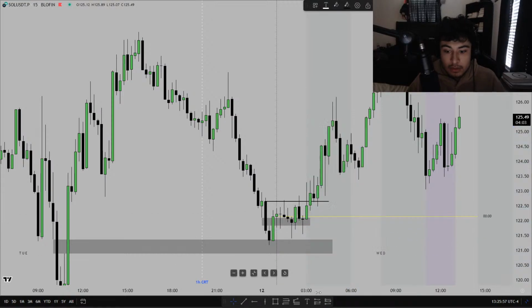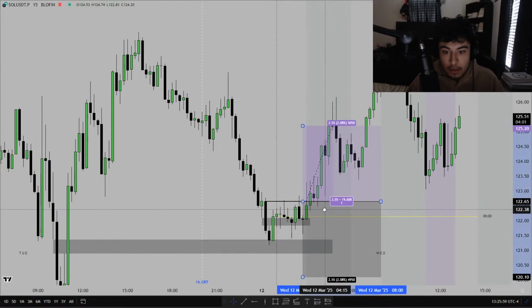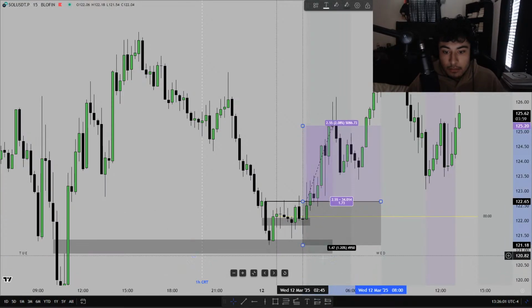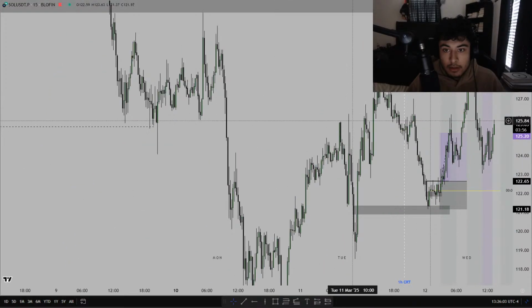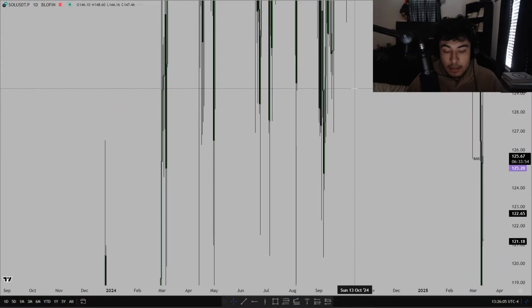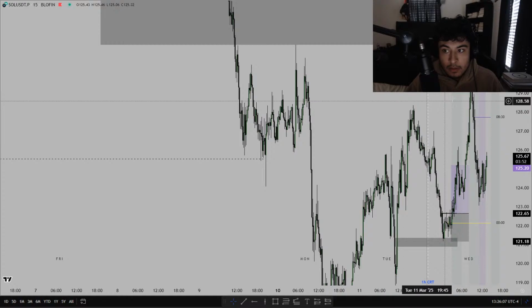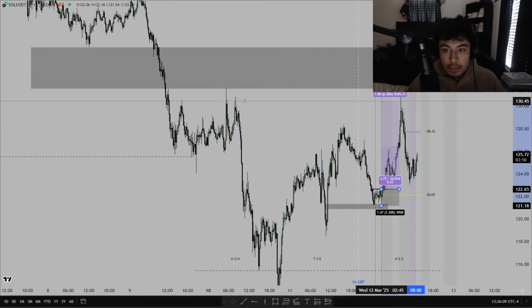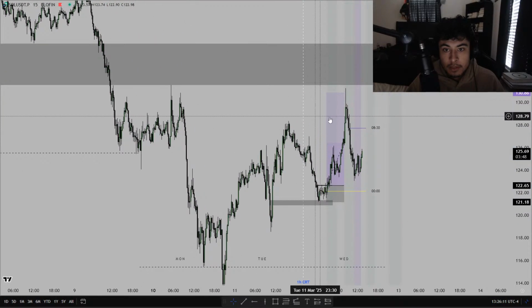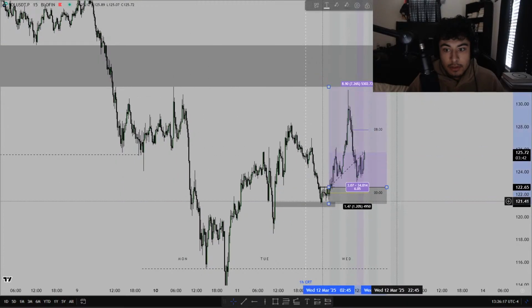Me personally, I would have had my stop at the low. And you target what? The CRT high. Go back up to the date. Actually, you already know what it is. You already know what it is right here. So yeah, or I think it was this one actually, because it created the third candle. That would have been your trade.